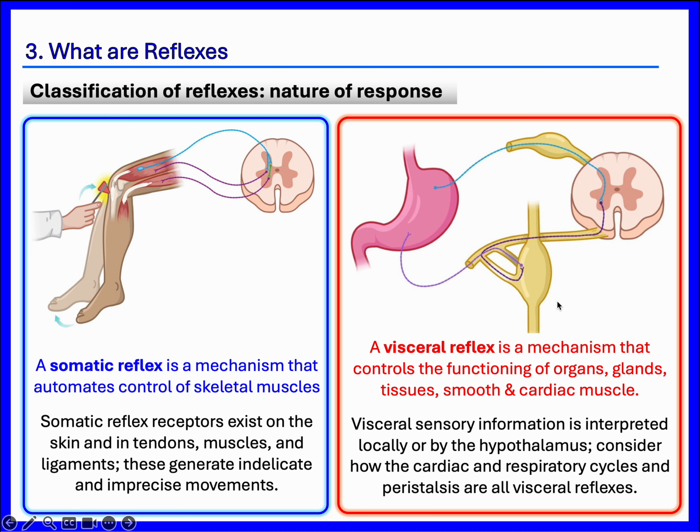There's also visceral reflexes. These are mechanisms that control the functioning of organs, glands, tissues, smooth and cardiac muscle. These are all things that are usually involuntary, so that makes sense. So visceral sensory information is interpreted locally or by the hypothalamus. For example, your cardiac, your respiratory cycles, peristalsis, these are all visceral reflexes, right? You're not in control of it. You feel stretch in your stomach, you send it up to the spinal cord, it comes out, and then it tells your stomach to contract, right?